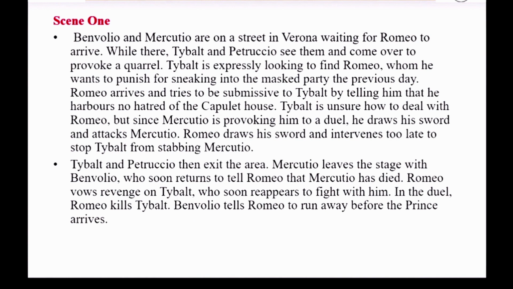Mercutio leaves the stage with Benvolio, who soon returns to tell Romeo that Mercutio has died. Romeo vows revenge on Tybalt, who soon reappears to fight with him. In the duel, Romeo kills Tybalt. Benvolio tells Romeo to run away before the prince arrives.